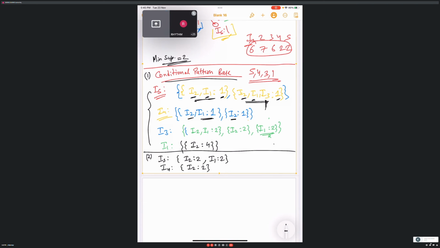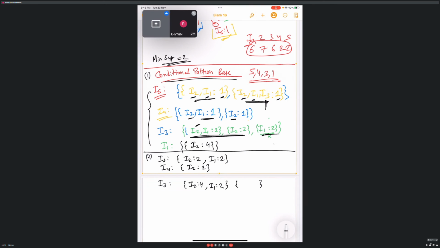Now I5, I4, I3. See, we can merge these, but we cannot merge these with this. Okay. So here we will be having 2 sets. Okay. One is for this. So if I merge this I2 with this, what will I get? I2, 4. 2 plus 2, 4. And I1 will be 2. Minimum support count is 2, so we can keep it.